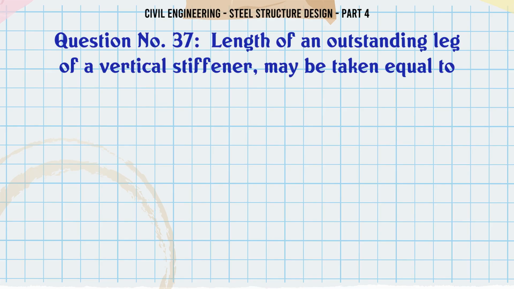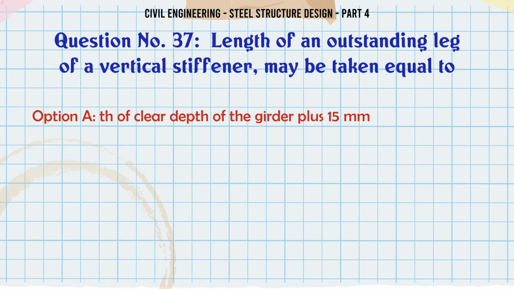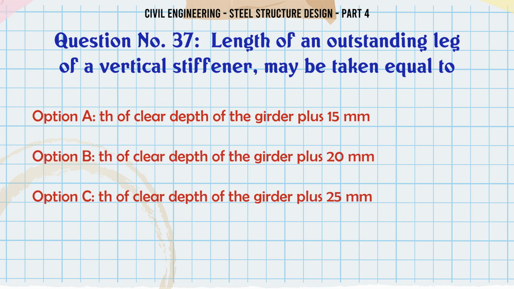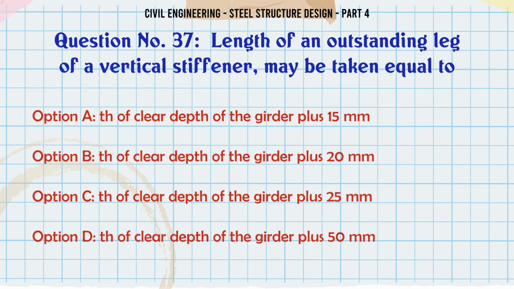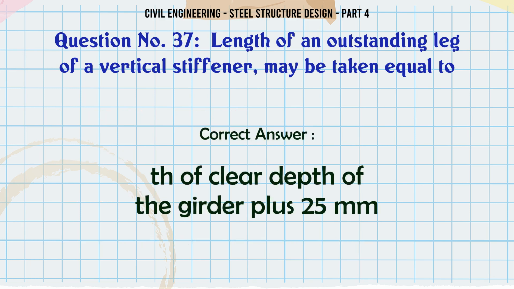Length of an outstanding leg of a vertical stiffener may be taken equal to A. 1/30 of clear depth of the girder plus 15 mm, B. 1/30 of clear depth of the girder plus 20 mm, C. 1/30 of clear depth of the girder plus 25 mm, D. 1/30 of clear depth of the girder plus 50 mm. The correct answer is 1/30 of clear depth of the girder plus 25 mm.